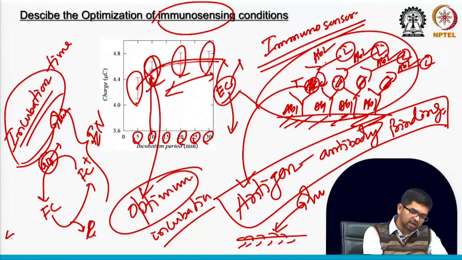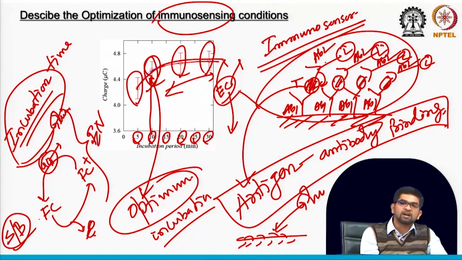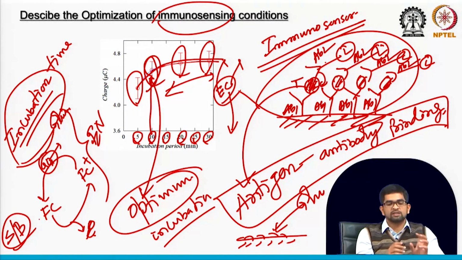Your signal to background ratio will be much higher than if you check immediately. Then let's incubate for some time. That incubation you can also optimize. Okay, so these are all the things you have to consider while you are developing a biosensor.